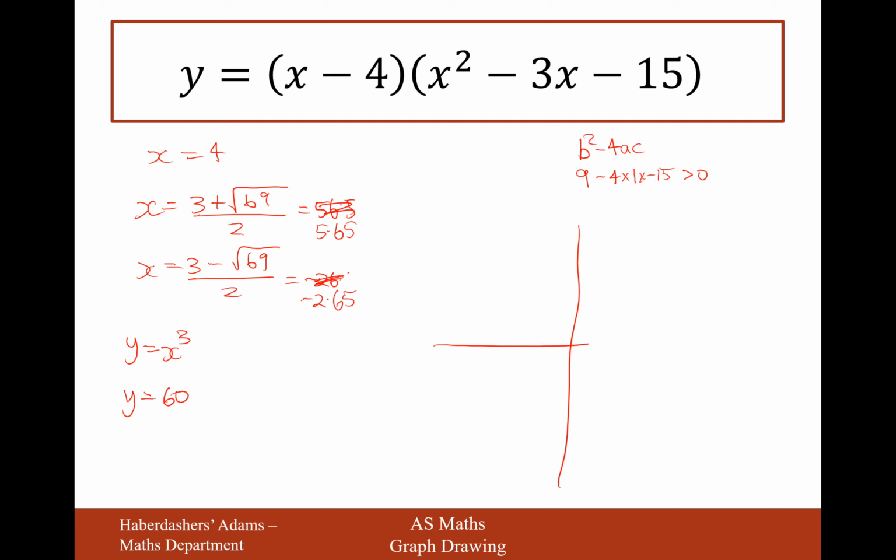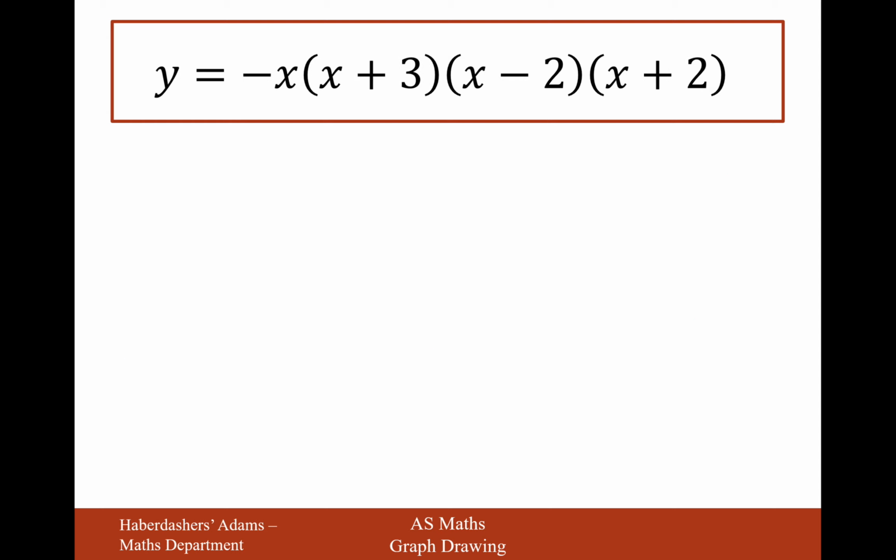Okay, so let's now draw this graph. So it's going to go through at 4. It's going to go through at about 5.65 and minus 2.65. It's going to be a cube shaped graph, so it's going to go up, down, and straight up through there. So this is kind of like the first quadratic root, that's the second quadratic root, so alpha 1, alpha 2. Okay, so there we are. That's the answer to this question.